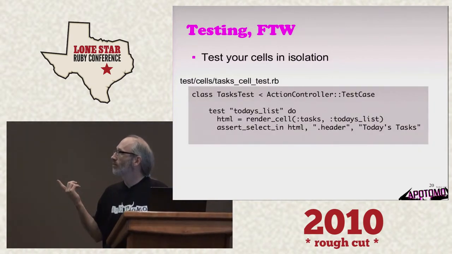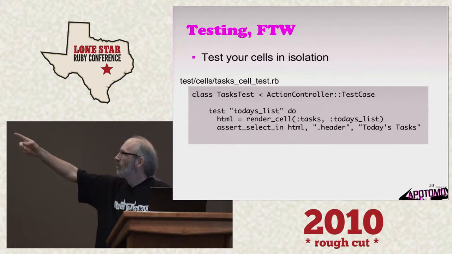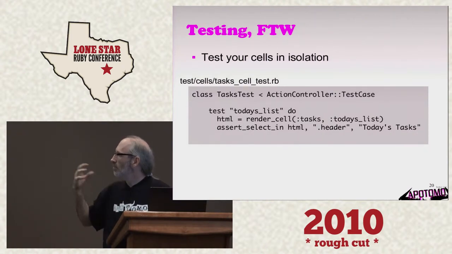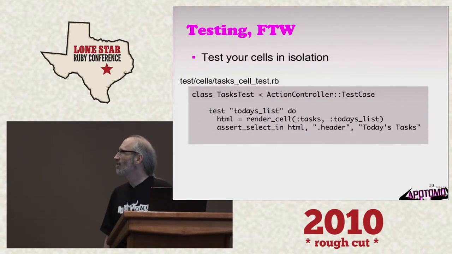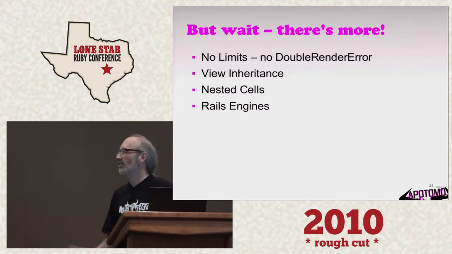You just have a test file per cell, and in there you can test a state, render the HTML, and then check it, see if you got what you wanted. And it can't really get simpler than this. Ah, but there's more. Again, no double render error.